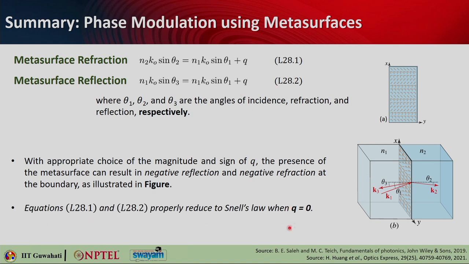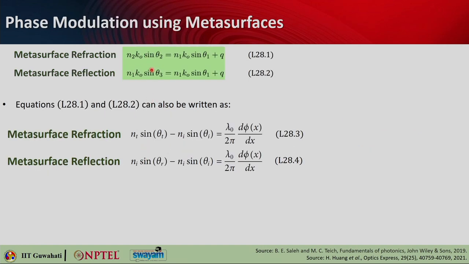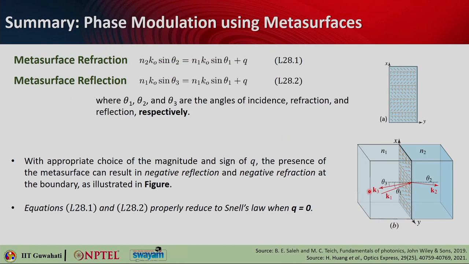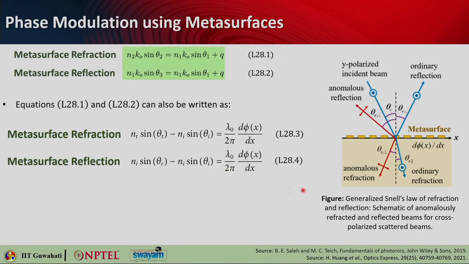As you can see in these equations, when you put q equals 0, that means along the x-axis there is no change in the phase, it becomes a normal dielectric material, and this goes back to normal Snell's law. Now, you can also write n2 as nt, that is the transmitted one, and n1 as ni, that is the incident one, and theta 3 is the reflected angle. So you can write a different notation, something like theta r, and theta i for the incident angle, if you use this kind of notation.